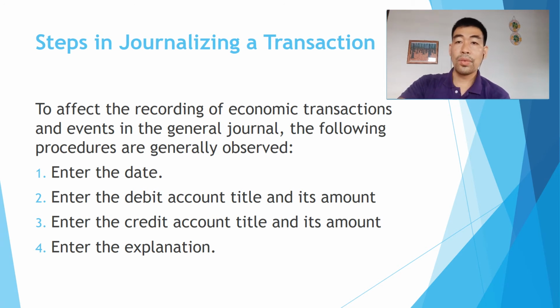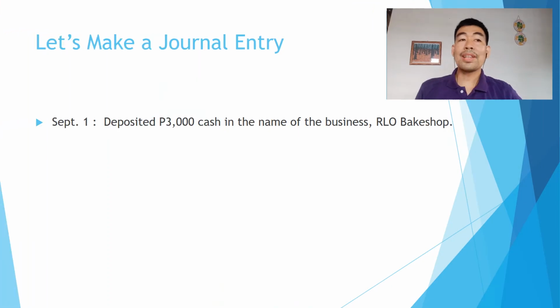Now let's familiarize the steps in journalizing a transaction. First, we have to enter the date. Then we will enter the debit account, its title and its amount, then we will enter the credit account, title and its amount, and finally we will enter an explanation. Now let's make a journal entry of the transactions that were presented earlier.